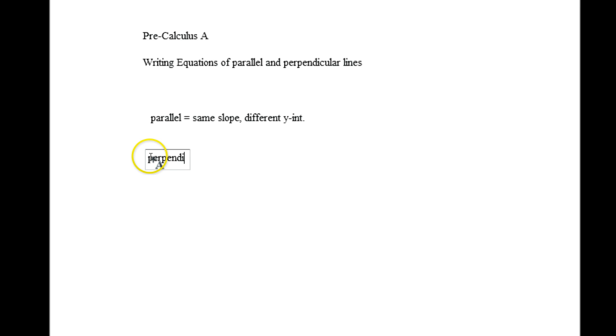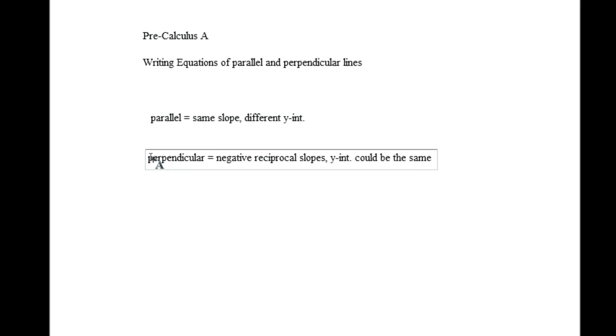Perpendicular slopes have the negative reciprocal slopes. Y-intercepts could be the same. It doesn't matter on this one. Now I'll explain why.